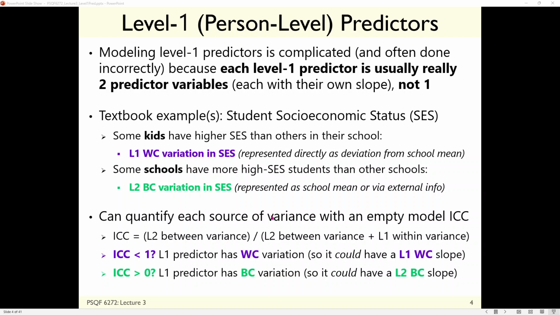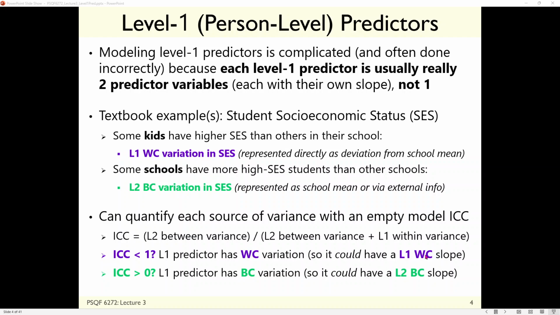Yeah. But if you fit an empty model for each of your variables, treating it as if it were an outcome, and I actually recommend that people do this even in data sets they're familiar with, especially for things that they know are measured at level 1, the ICC tells us how much of that variable is level 2 between. So if the ICC is less than 1, meaning there's at least some within, and if there is at least some within level 1 variation, then it can have a level 1 within cluster slope.